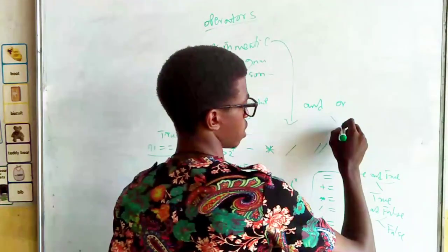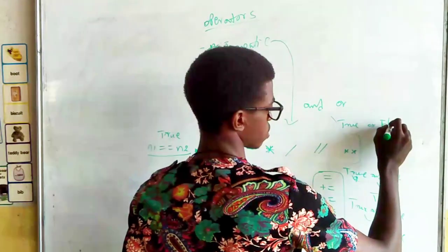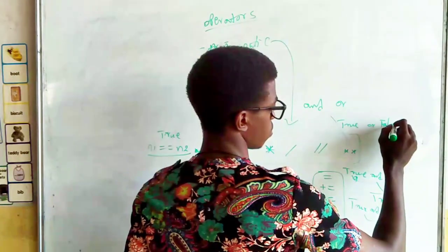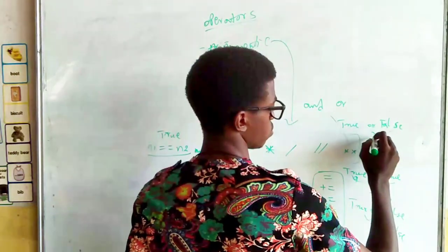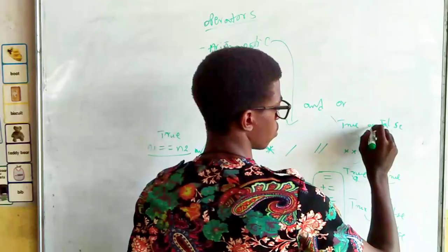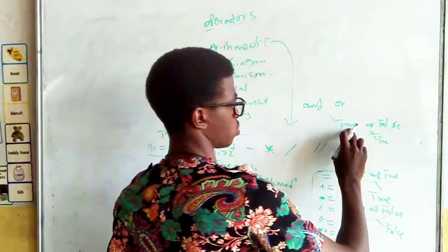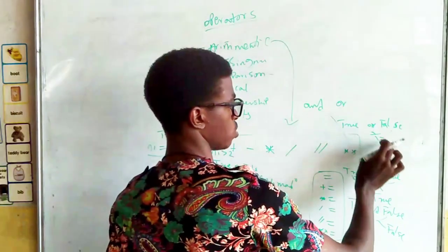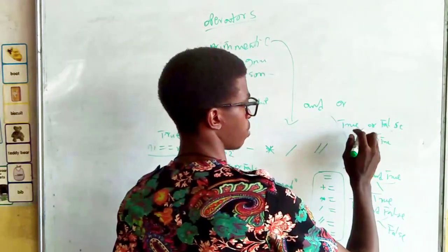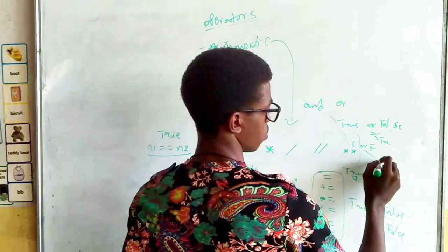And this OR, if I have true or false, true or false, then it's going to give me true. So what the OR operator needs is one of them to be true. If this one is true or this one is true, then it's going to be true. If both of them are true, it's true. But if both of them are false, I have false or false in between, then it's going to be false.